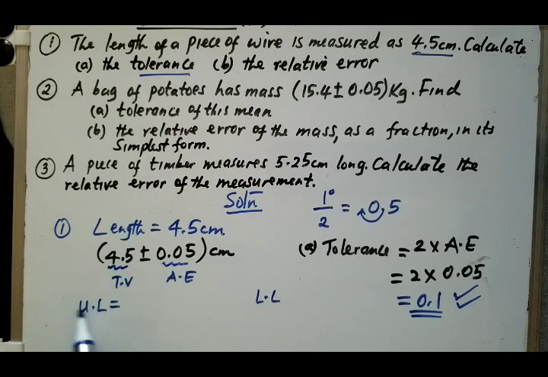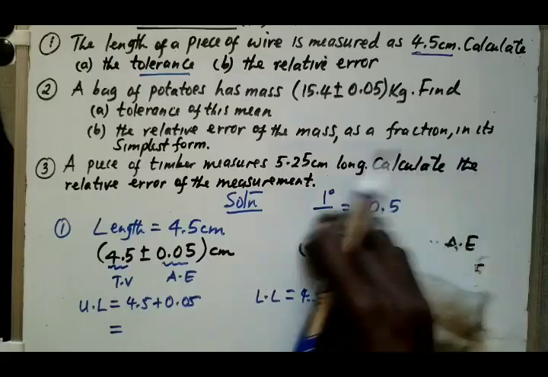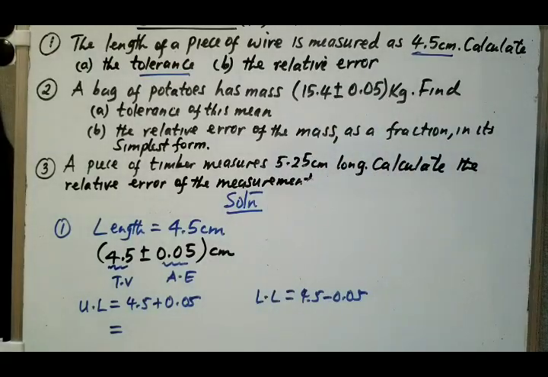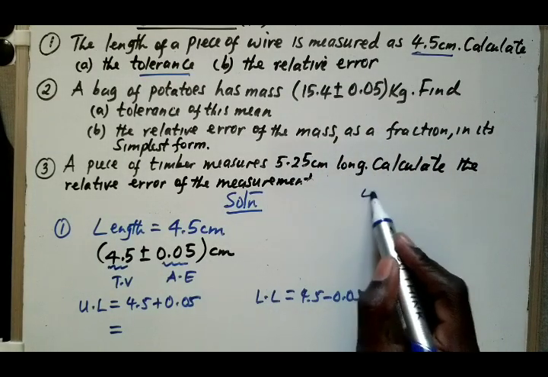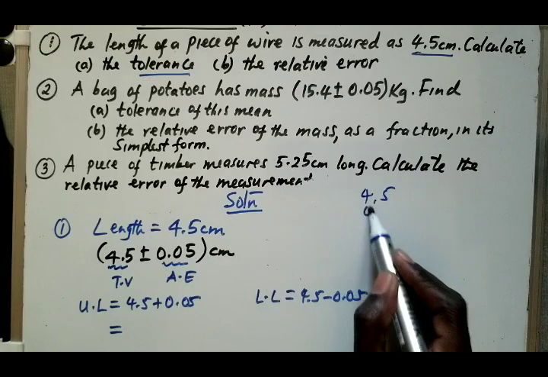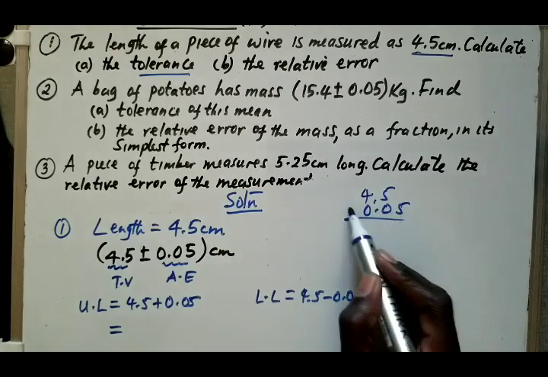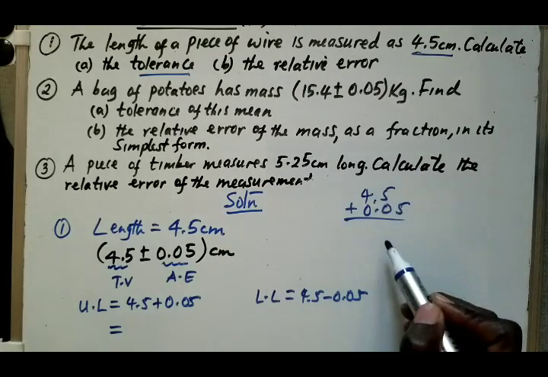So you would have found the upper limit and you would have also found the lower limit. How do you get the upper limit? You can simply say 4.5 plus 0.05, and for the lower limit you simply take 4.5 minus 0.05. So that's what we are doing there. Remember to take note of our tolerance, it was 0.1. I'm showing you a different method from what I discussed there. So it is actually 4.5 plus 0.05.